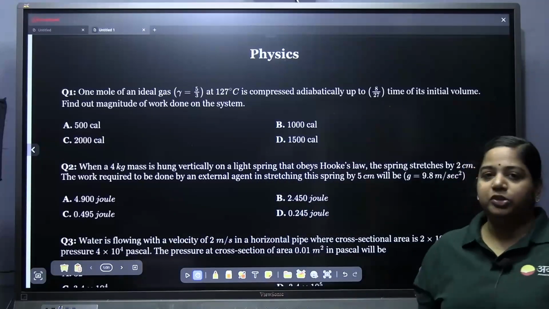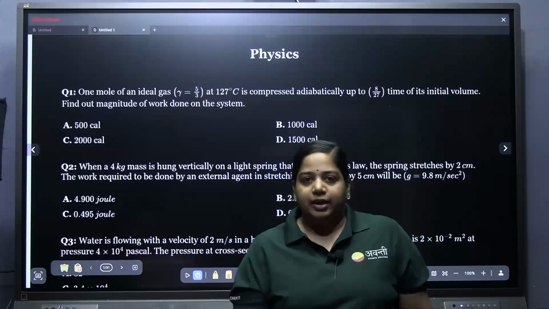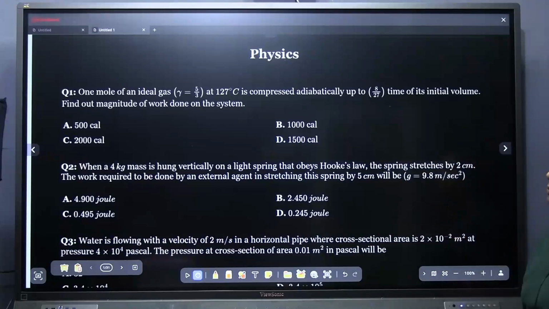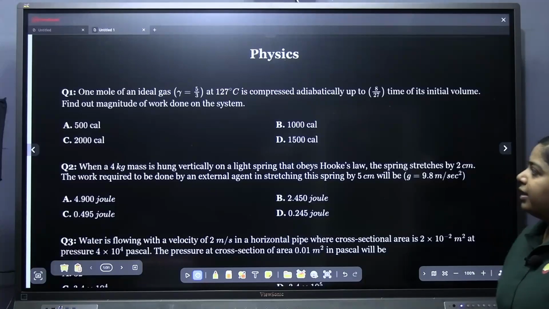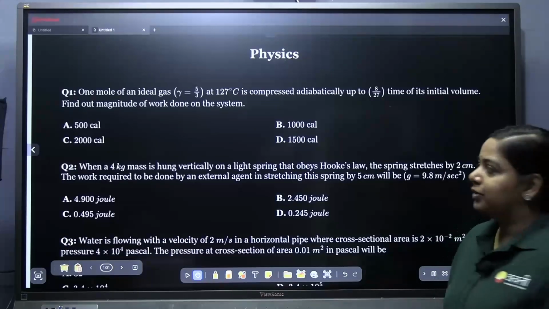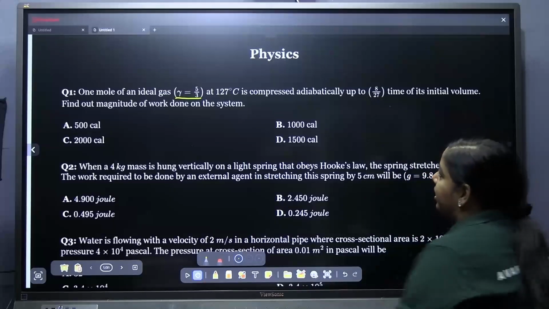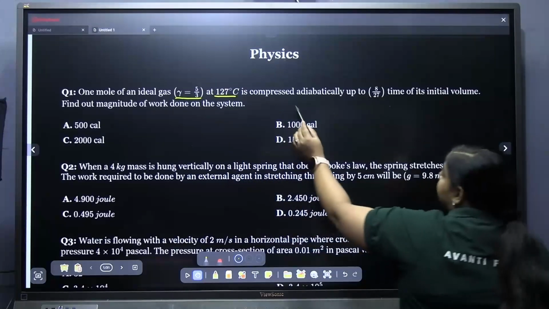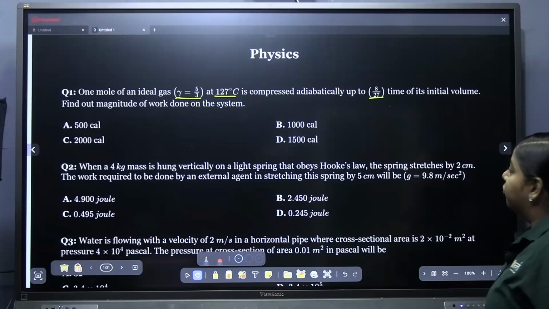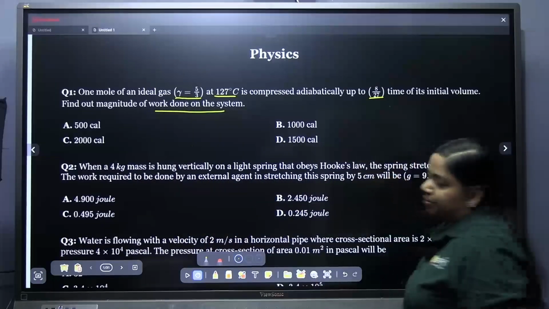And solutions for this, we will already share the answer key with you, and just as an explanation I am giving this class. So for the first question, it is from thermodynamics, a chapter which we already covered, so you should be able to do this question. 1 mole of ideal gas, gamma value is given, at temperature is compressed adiabatically up to 8/27 of its initial volume. Find out the magnitude of work done on the system.